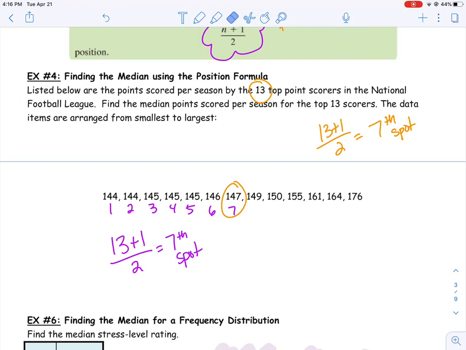That's way easier than trying to count to the middle. And it gets easier and easier and easier the more and more numbers you have in your data set. I'll show you a harder example in the next video.